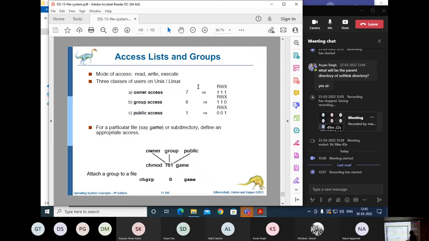The second one is group access. Some group has access, whatever group the owner belongs to or the admin actually specified. It will be 6 in this case because it is 110. It can read and write, but cannot execute. The group members, except for the owner, cannot execute. So 110 is what? 6. And then the public access: they cannot read, cannot write, but can execute.